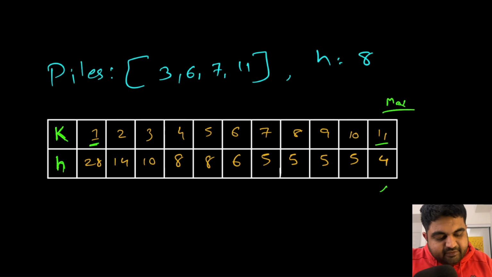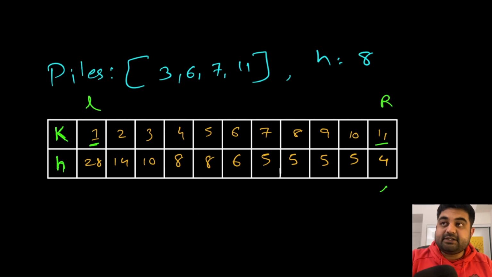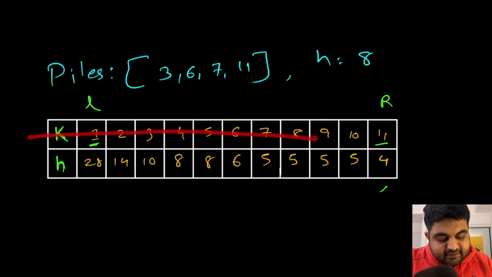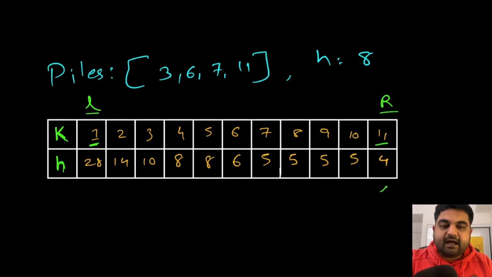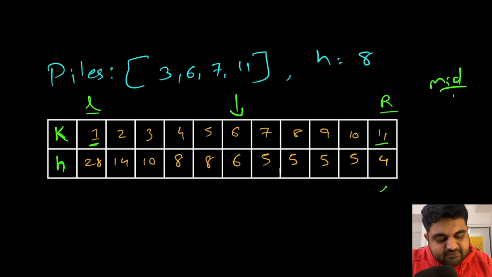So currently we have our left pointer and our right pointer located at these two positions. Our aim is to find the minimum value of k that makes h become 8 for the first time. The logic is quite simple. We take L and R and try to find the mid pointer. For this particular one, I think the mid pointer is going to be this value number 6.